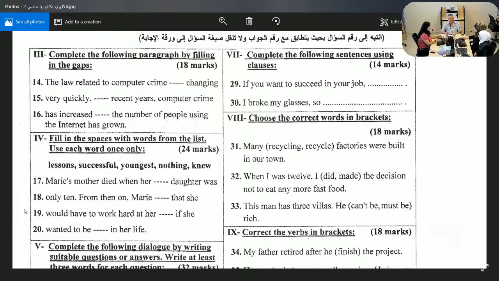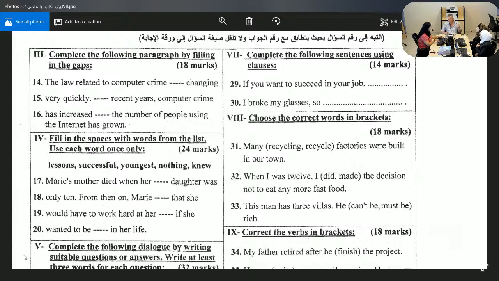Mary, if we do this, Mary's mother died when her youngest daughter. We can put every word in the space to check. Her lessons daughter, no. Successful daughter, maybe. Youngest daughter, maybe. Nothing is not accepted. New is not accepted. But later on, we will find another missing word which cannot take youngest.